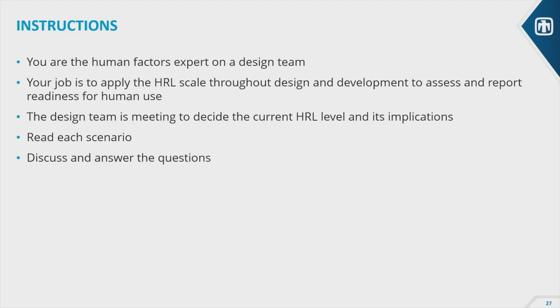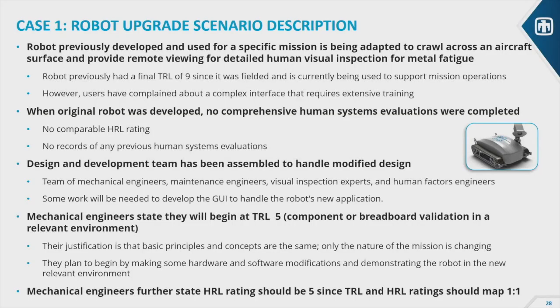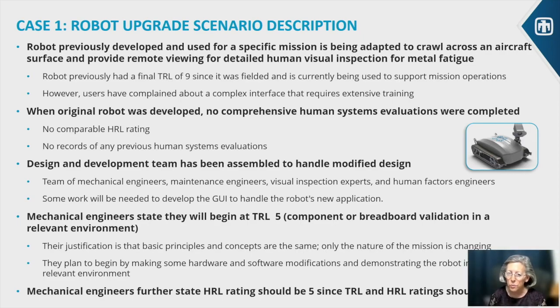But what I'll do right now is just briefly run through each scenario so that you get an idea of what they are and can decide which one you would like to work on. So the first scenario is a robot upgrade. In this example, there's a robot that's already existing and fielded, and it's been used for a specific purpose, but now they want to repurpose it and use it for visual inspection for metal fatigue on aircraft. So the robot previously had a final TRL of 9 since it was fielded and it's currently being used to support mission operations.